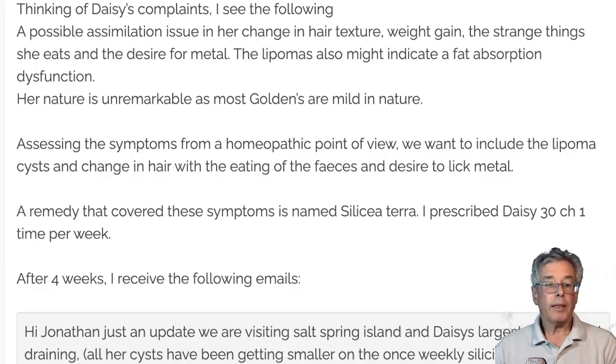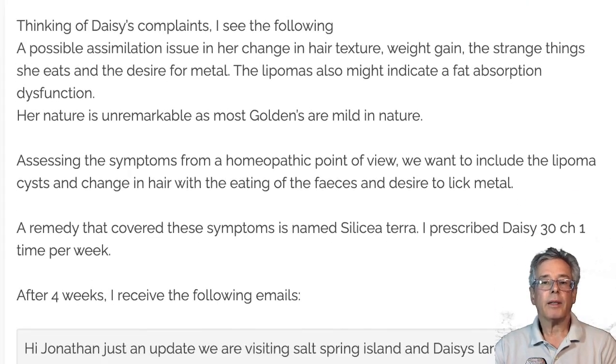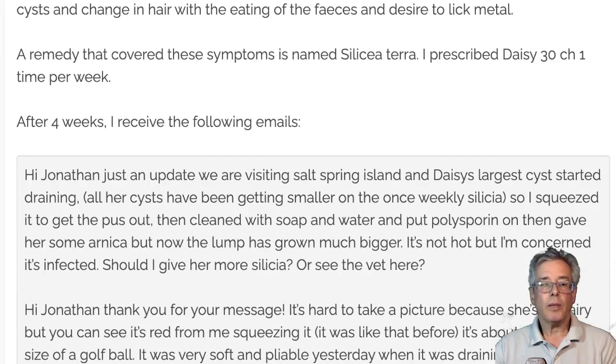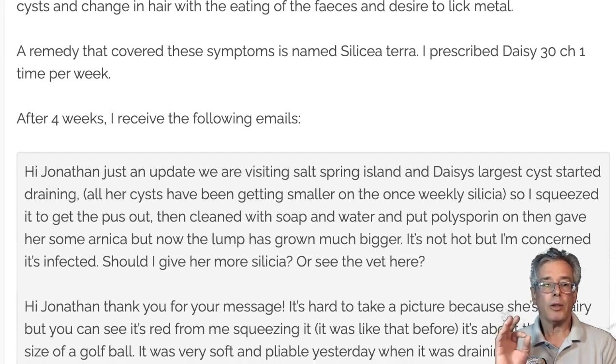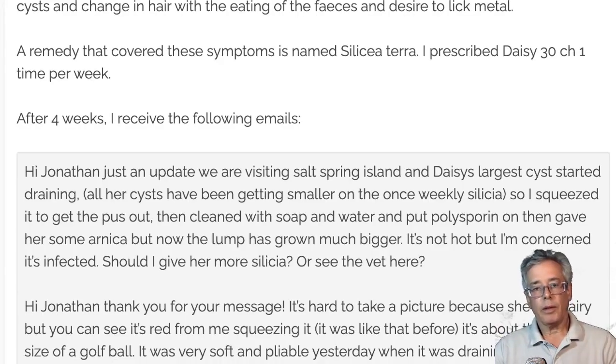There was a remedy that covered these symptoms, and it's named Silica terra, Silicea terra. And I prescribed Daisy to take a 30C once a week. So one little sugar ball medicated with silica to be dissolved in her mouth once a week.